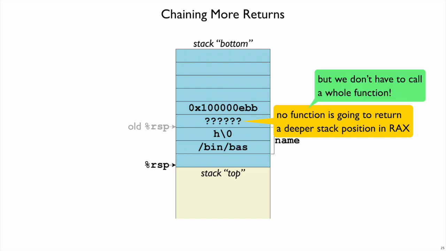But again, we don't have to call a whole function. We can call just the tail end of a function, which might move some other register into RAX before it returns, and maybe we can get the right pointer into some other register and make that happen. In other words, we have to look through our code for some instructions that do just the right thing.